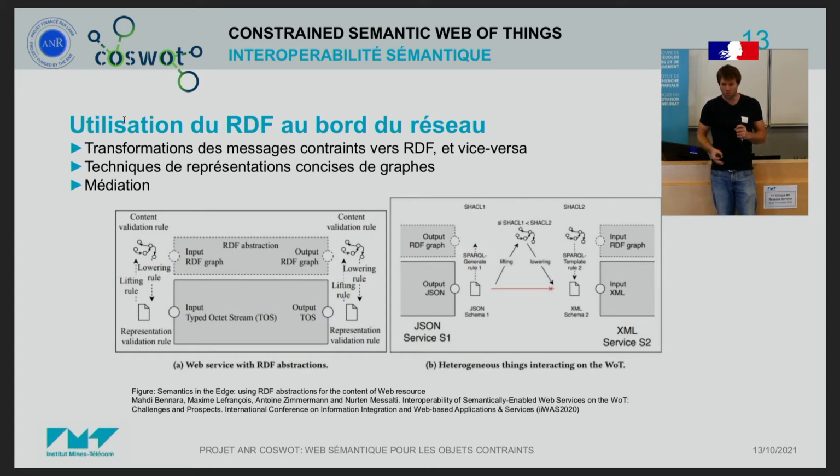We therefore need to find techniques to concisely convey graphs and not just 4 bytes and then 3 bytes and then 1 byte and you don't know what that is about or what it measures or whatever. And potentially mediation, as I said.